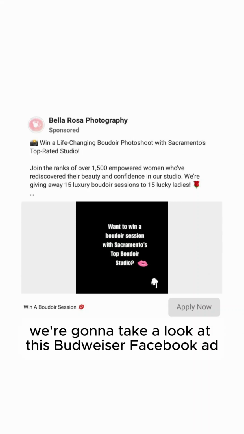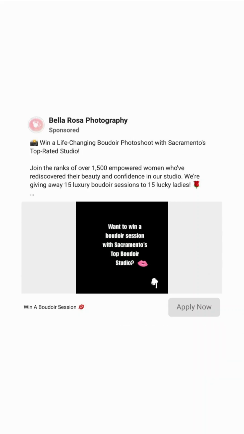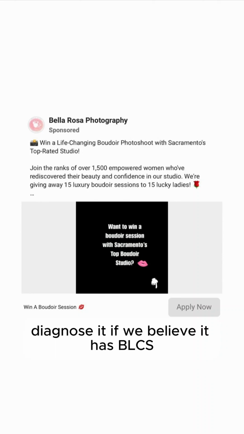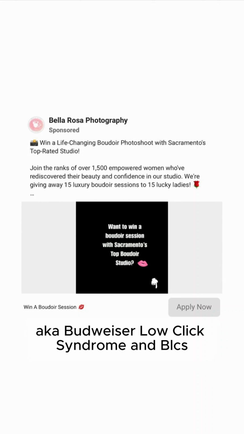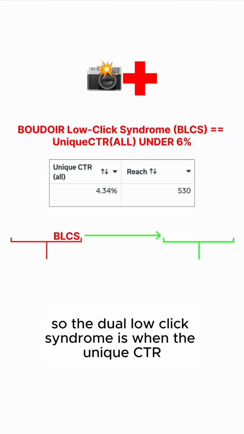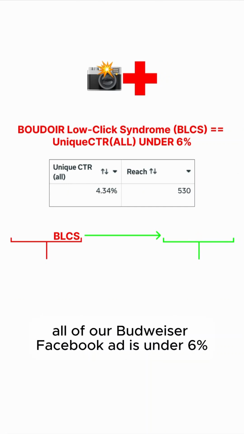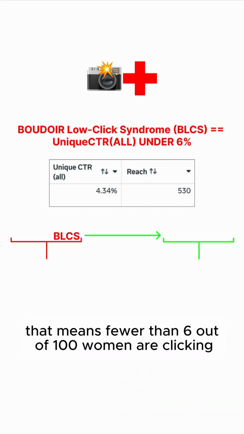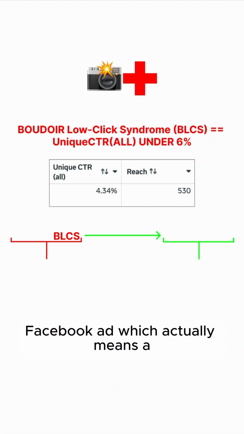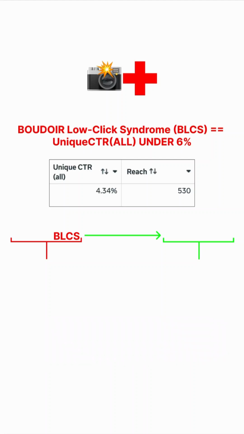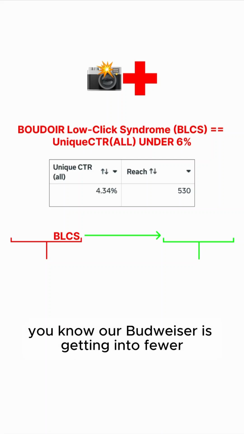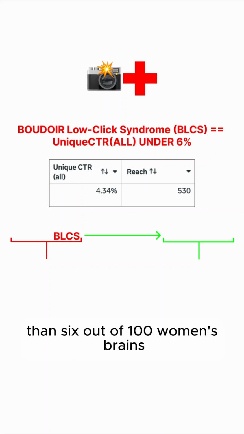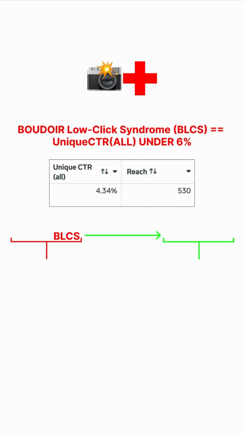All right, y'all, we're going to take a look at this Boudoir Facebook ad and diagnose it if we believe it has BLCS, aka Boudoir low click syndrome. Boudoir low click syndrome is when the unique CTR on our Boudoir Facebook ad is under 6%. That means fewer than 6 out of 100 women are clicking somewhere on our Boudoir Facebook ad, which actually means our Boudoir Facebook ad is getting into fewer than 6 out of 100 women's brains.